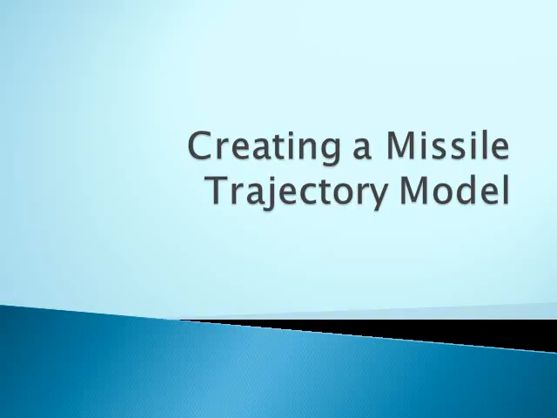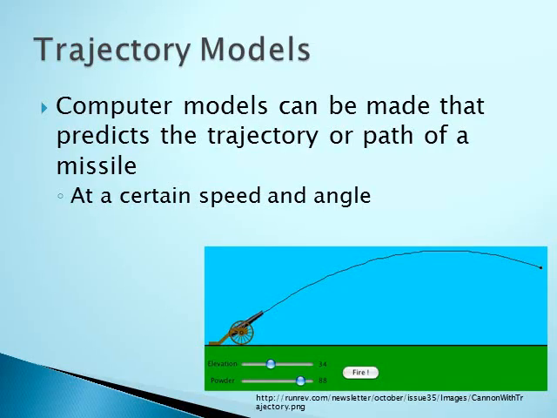I shall now describe how to create a missile trajectory model. Trajectory models are computer models that can be made to predict the trajectory or path of a missile, and these are done at certain angles and speeds. Depending on these angles and speed, the model will show a path that is longer or shorter.